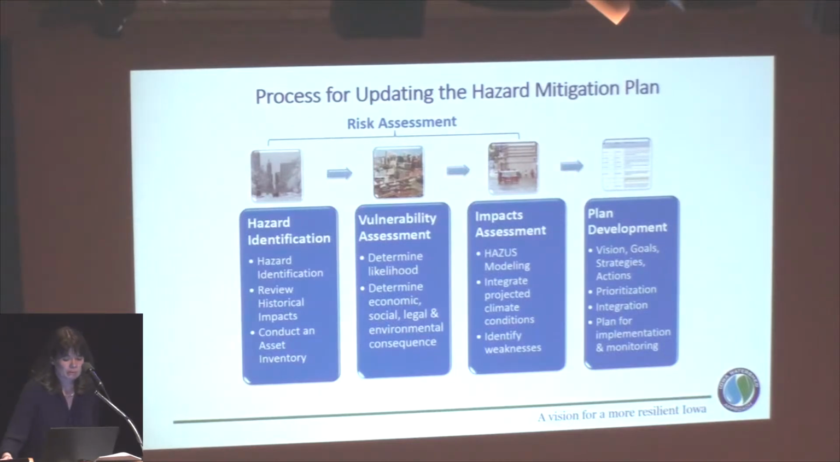One of the new elements in our state plan, if you have an opportunity to see the 2018 version, is it will have to integrate projected climate conditions. So that's a very interesting world that we're moving into, to integrate projected climate conditions and identify weaknesses from that. So the plan development will prioritize actions based on that impacts assessment, and we'll integrate it as much as possible across our agencies and state government, and then plan for the future with our local communities.